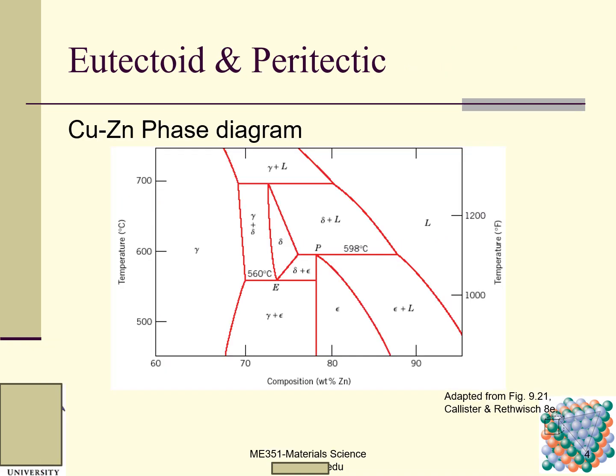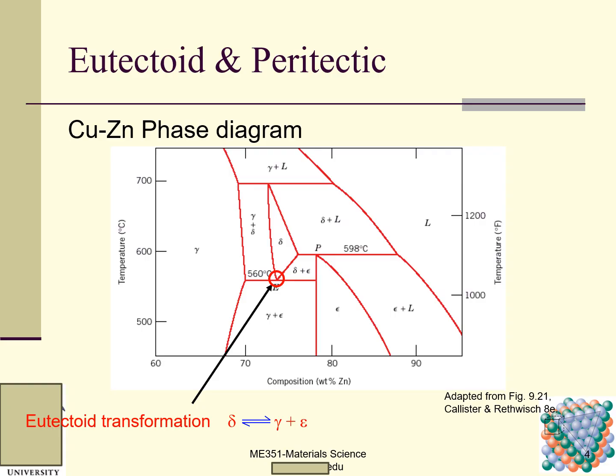And then our first phase diagram is a copper-zinc phase diagram. So here is the phase diagram. This is a combination, and this is temperature. We can have gamma, gamma plus epsilon plus L. Here is L, gamma plus L, this is delta plus L, this is gamma plus delta, this is delta. So here is one specific point E, and this point will be a eutectoid transformation.